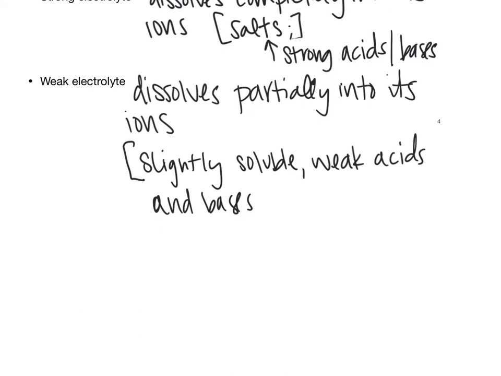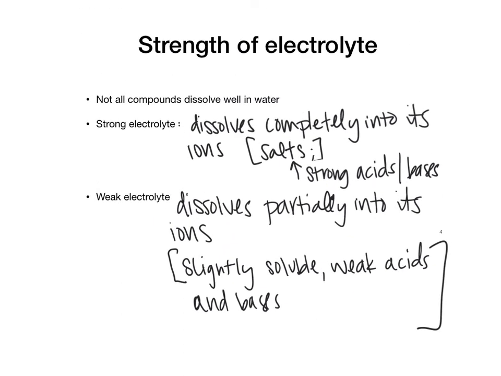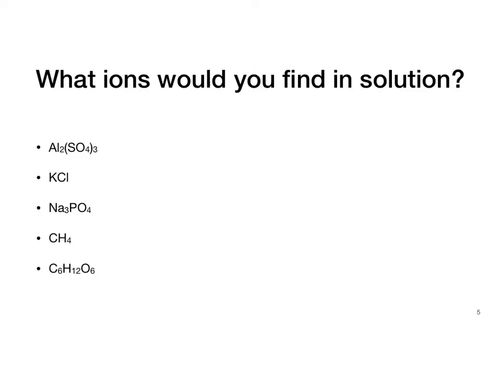For the most part in Gen Chem 1, we are going to deal with strong electrolytes, things that completely dissolve. They will either completely dissolve or not dissolve at all. So let's think about what quantity and what ions you would find in these solutions. How do they break apart? What do they look like when they get there?